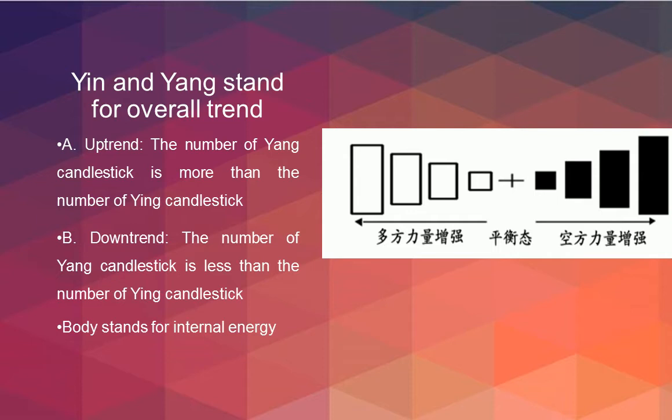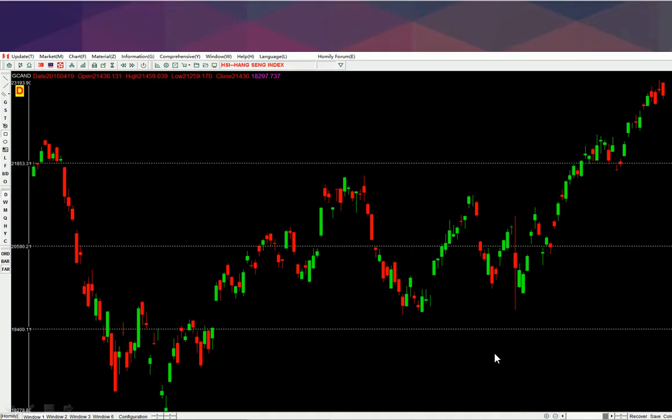So the body stands for internal energy. Then we can see this chart. This is the green one, this is the red one. If you see this one, this is the balance. We know that this is a Doji, which means this is the balance between the long and the short. Then if you see candlesticks like this, the body is bigger and bigger, which means the power of rising is strong. Then here, the body of the red candlestick is larger and larger, which means the market is not good. So this is the difference. Then we can see the next one.